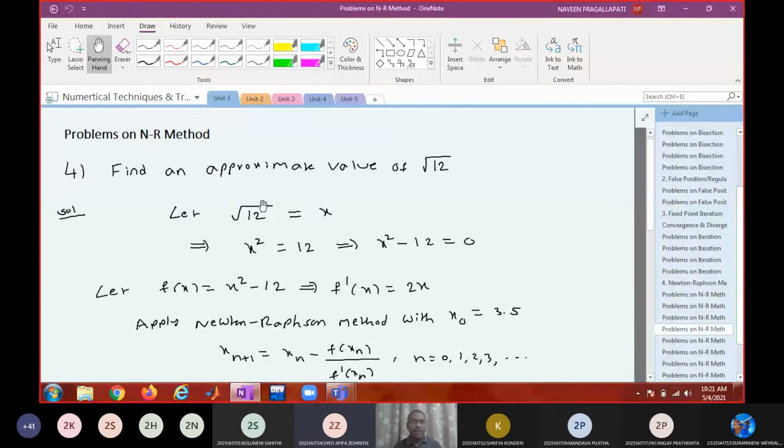Okay, so this is an important model. Find an approximate value of root 12. If you use a calculator and there is a square root option, and you press square root of 12, you will get the approximate value for the required number of decimals.